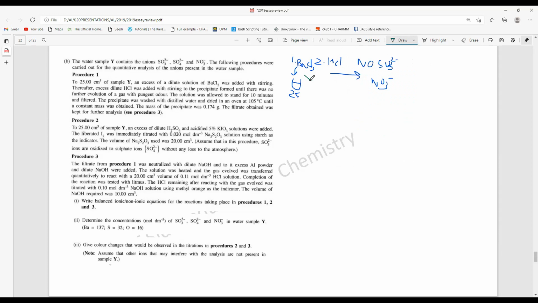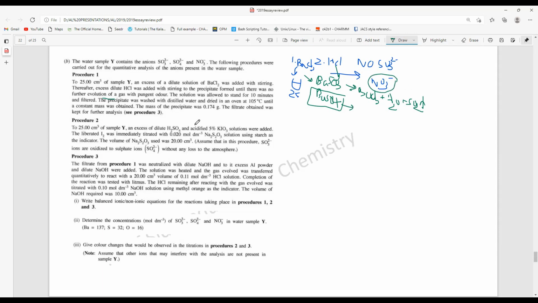Initially, when you add barium chloride, two precipitates will be formed. Barium sulfite and barium sulfate. But when you add HCl here, this is going to dissolve and will give barium chloride, H2O, and SO2 gas. So they say evolution of gas is completed, which means there is no barium sulfite remaining. So the only precipitate that is remaining here is barium sulfate. And in solution, you have nitrate.